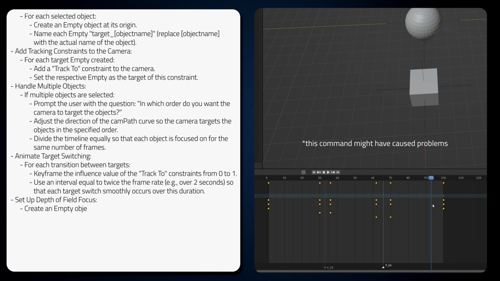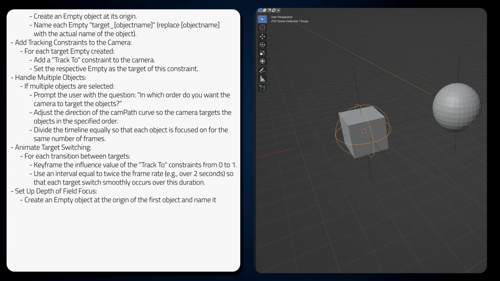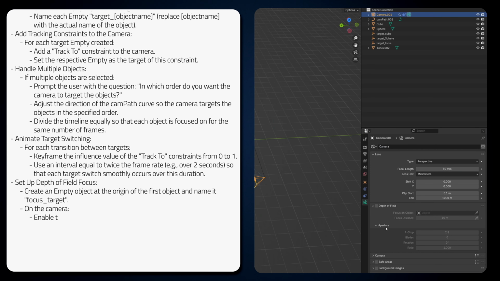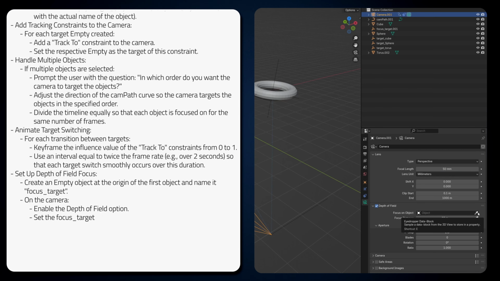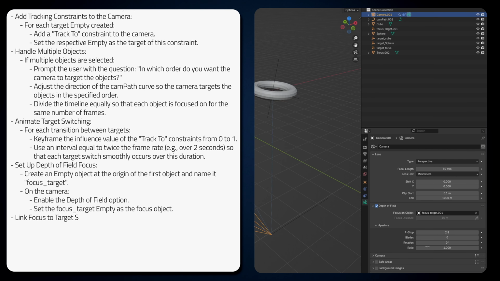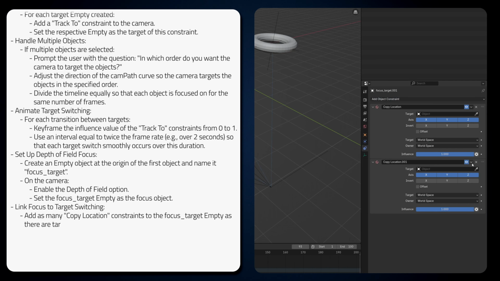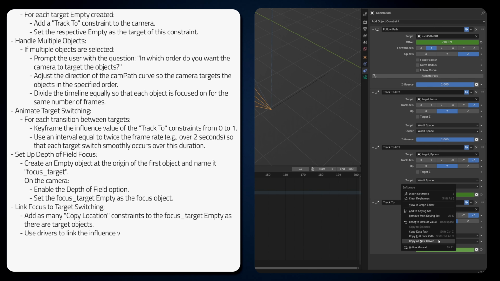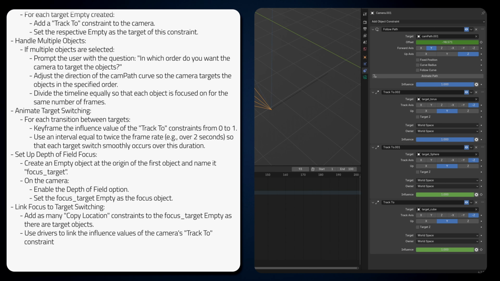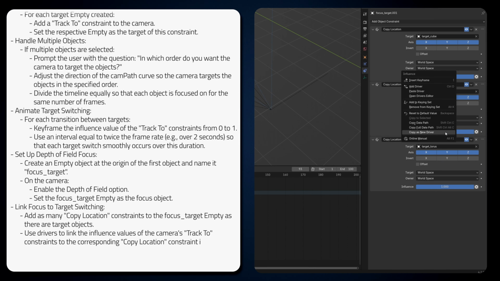Create an empty object at the origin of the first object and name it Focus Target. Enable the depth of field option. Set the focus target empty as the focus object. Add as many copy location constraints to the focus target empty as there are target objects. Use drivers to link the influence values of the camera's track to constraints to the corresponding copy location constraint influences on the focus target.